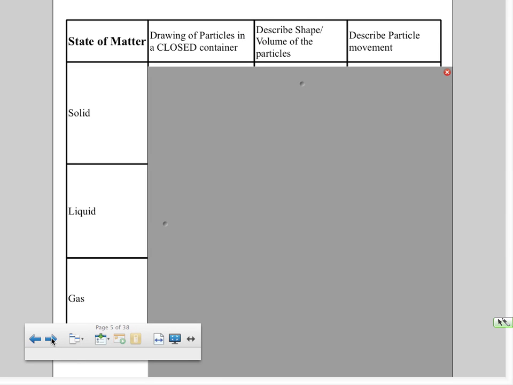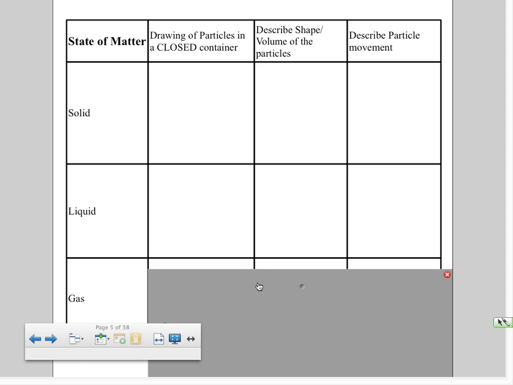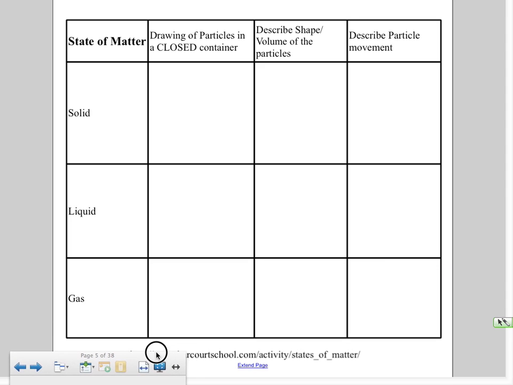So, please begin by drawing this data table. It's kind of big, but use up a lot of space for it. You're going to be drawing some pictures, and you're also going to be describing the shape, volume of the particles, and you're also going to be describing particle movement. And these are for all of the three states, solid, liquids, and gas.